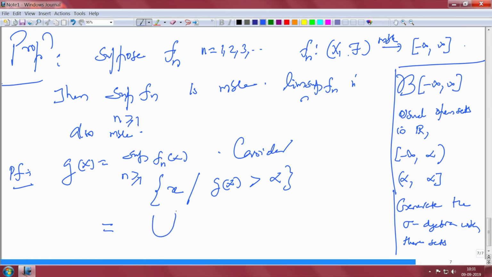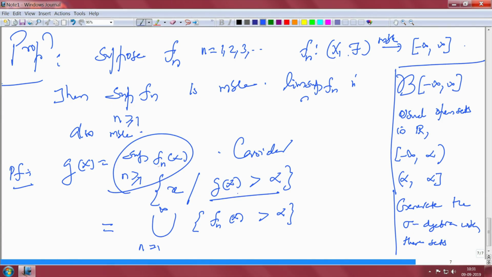So that is the same as saying this is the union of all sets where f_n is greater than alpha. Let's see why this is true. If I take an x on the left hand side, then I know g of x is greater than alpha, and so the supremum is greater than alpha. So there will be one f_n for which it is greater than alpha. It could be some f_k, it could be some f_{k+1}, etc. So that will be here. Similarly, if the point is here, that means for some n, f_n of x is greater than alpha, and so obviously the supremum will be greater than alpha.